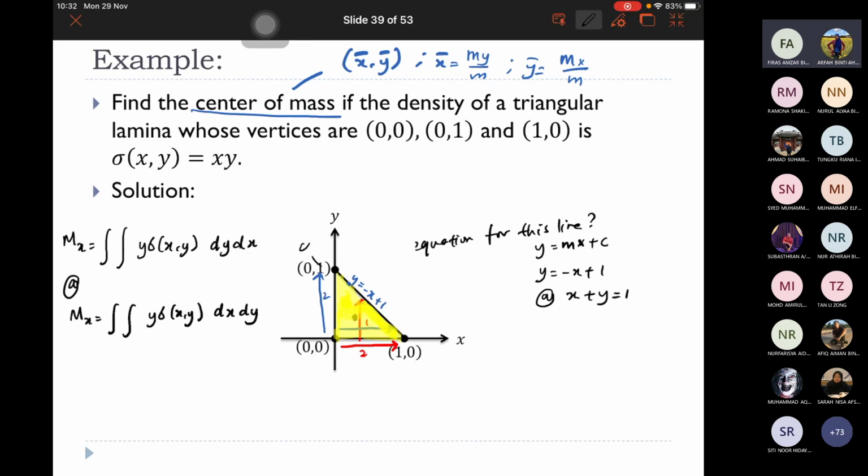Okay, apa integration boundary untuk dy dx? Anyone?